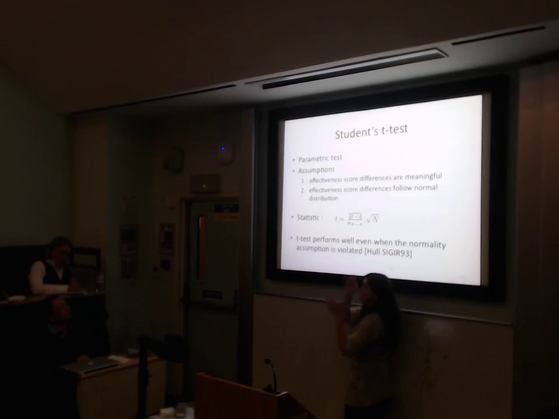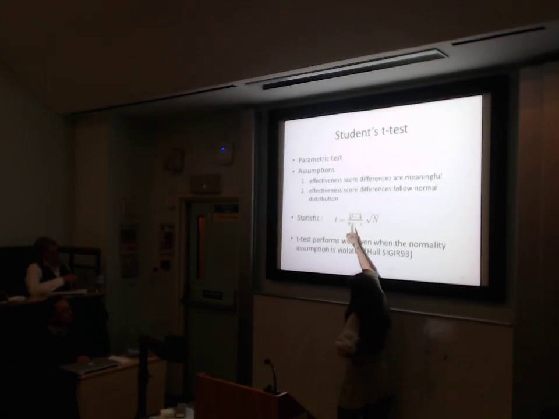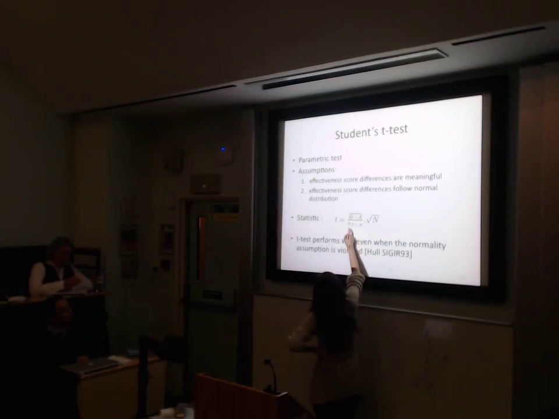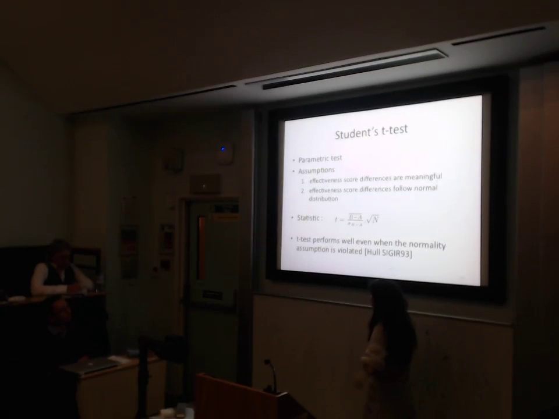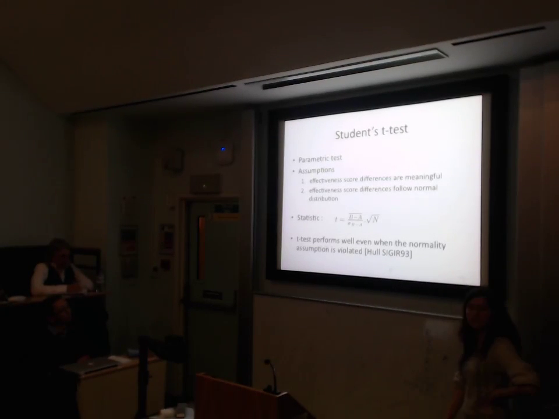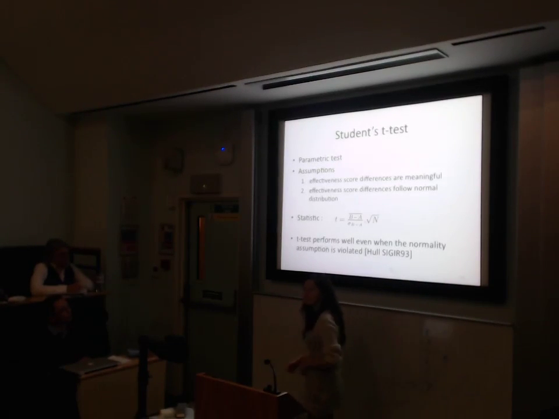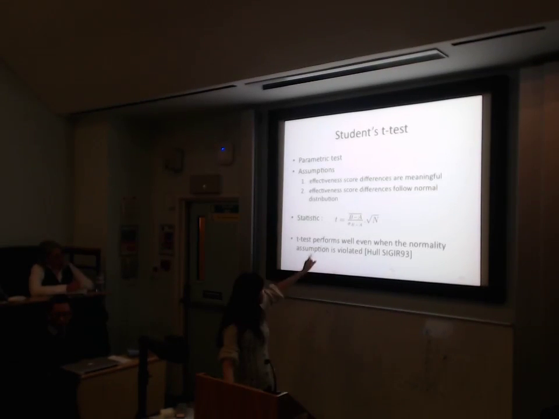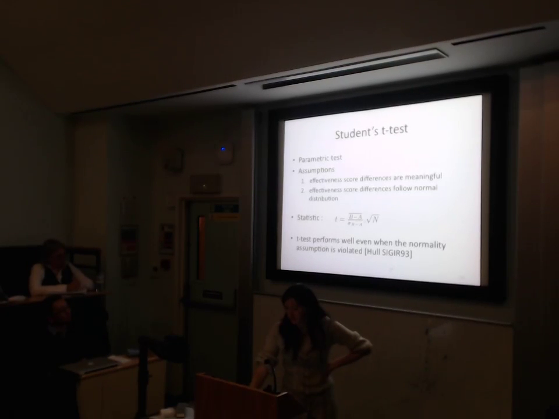And the test statistic value is basically this one. You just compute the difference in performance across a bunch of different queries. And you take the mean of that, divided by the standard deviation of the performance differences, and multiply it by the square root of n. Okay? And it was also shown that, yes, this normality assumption is a problem, because in some cases the data is just not normally distributed. But it was shown that it still does quite well, even if your data is not normally distributed.